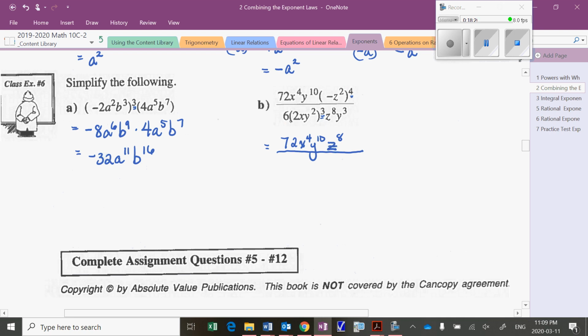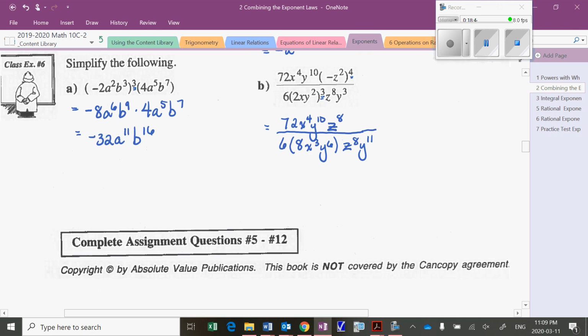In this case, I know those are so tempting to look at, that 6 times 2. However, that exponent 3 needs to be applied in. So it's 6 times, and 2 cubed is 8. And then we've got x cubed and y to the 6th, and that is then being multiplied by z to the 8th and y to the 11th. So if you wanted to start doing some reducing, you can. Other people might actually like to clean up the bottom even further. That is totally up to you.